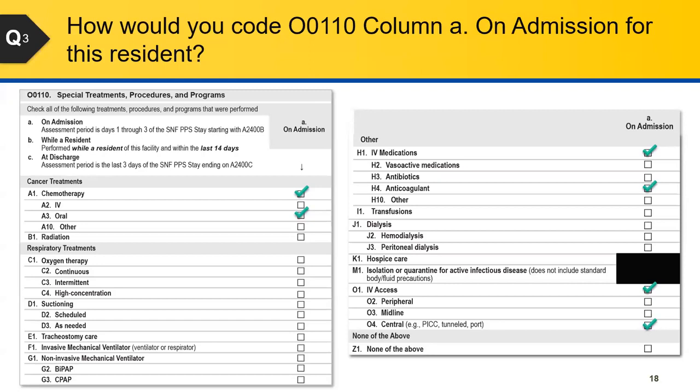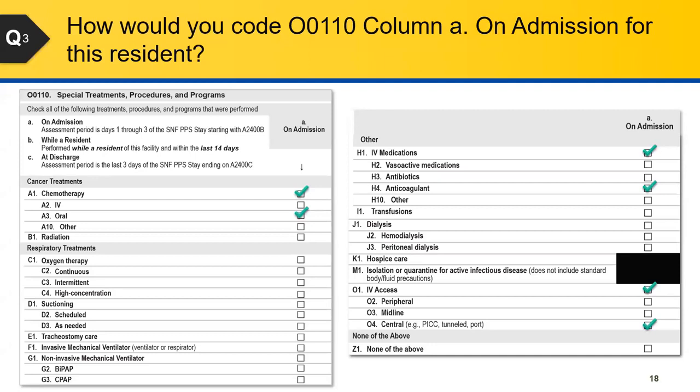Okay, so for column A, on admission, you should have checked A1 chemotherapy and A3 oral. And you should have also checked H1 medications and H4 anticoagulant. And in addition, you would check I, IV access, and O4 central for this resident.